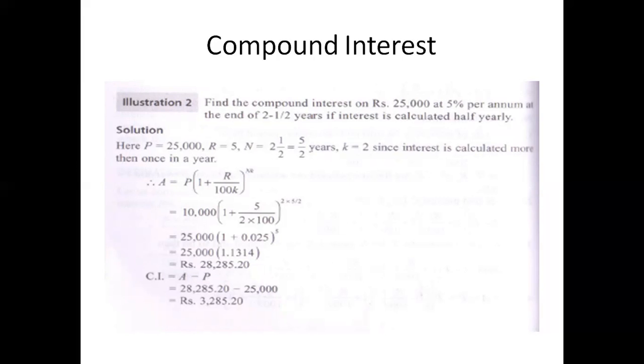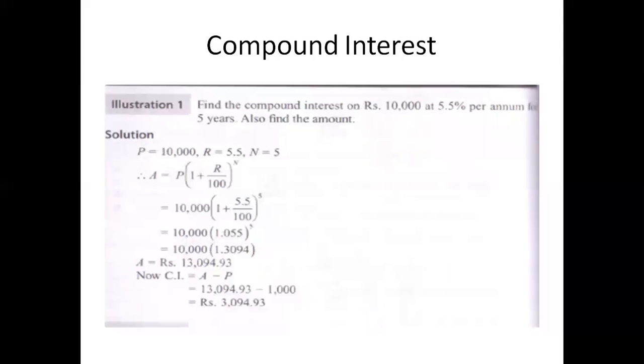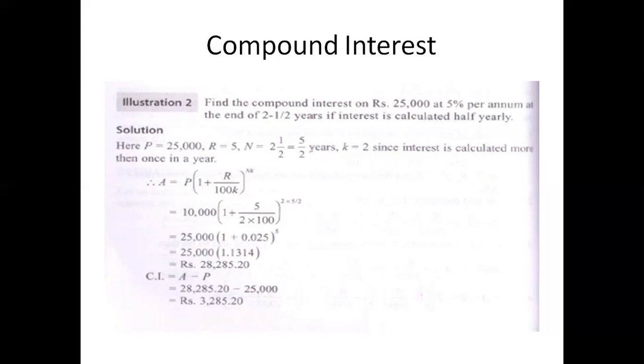A is equal to P into (1 plus R by 100) to the power of n. This is the amount. Now we have P equal to 25,000, the principal, R the rate of interest as 5%, n as 2.5 years, that is 5 by 2 years, and K is equal to 2 since it is calculated more than once a year. Now why is it calculated more than once a year?